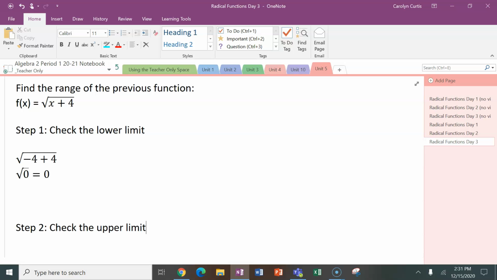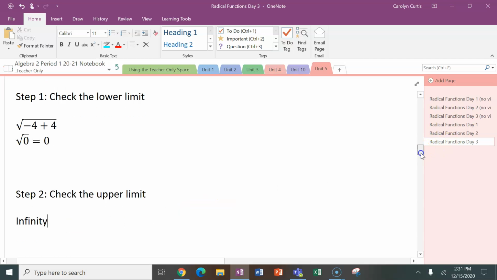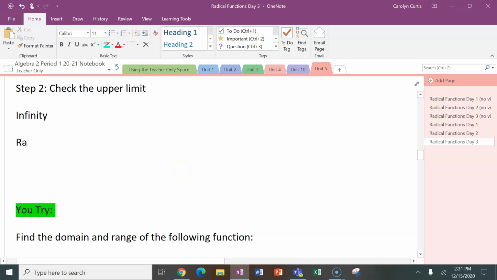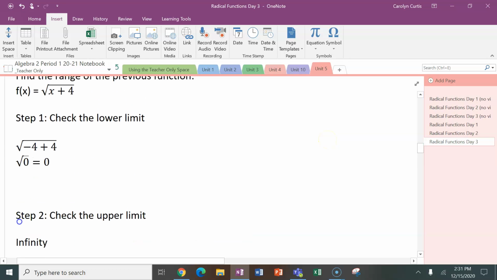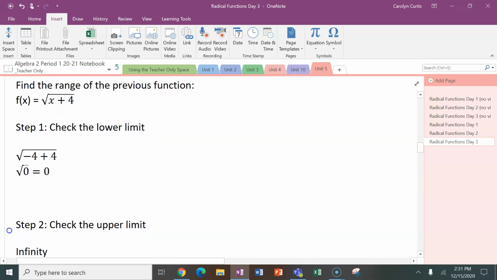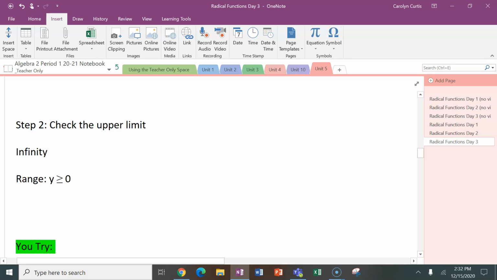On our domain, the upper limit was infinity, meaning that any number bigger than -4 could be plugged in. And because the upper limit is infinity on the domain, the upper limit is also infinity on the range. So the range itself, if you were to write the range, would be that y is greater than or equal to 0, because the lower limit for the domain gave me 0 as the lowest limit for my range. So the range is y is greater than or equal to 0.